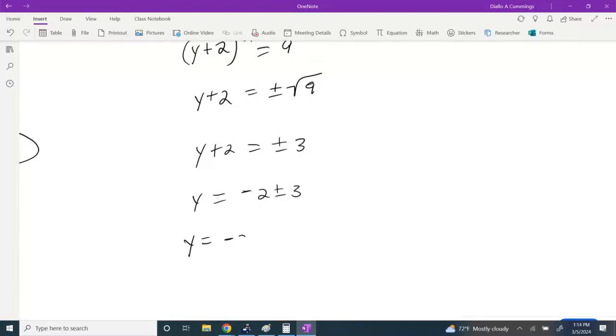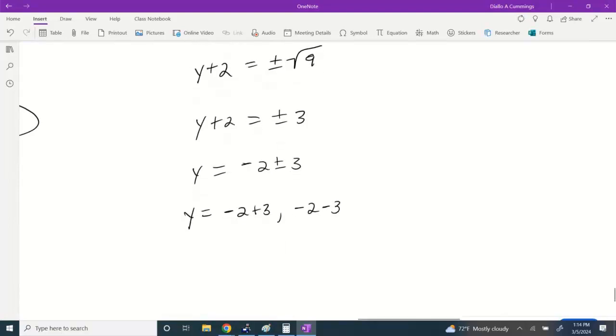And then here's my two answers. Y can equal negative 2 plus 3 or negative 2 minus 3. So negative 2 plus 3 is 1, and negative 2 minus 3 is negative 5. So my two solutions are 1 and negative 5.